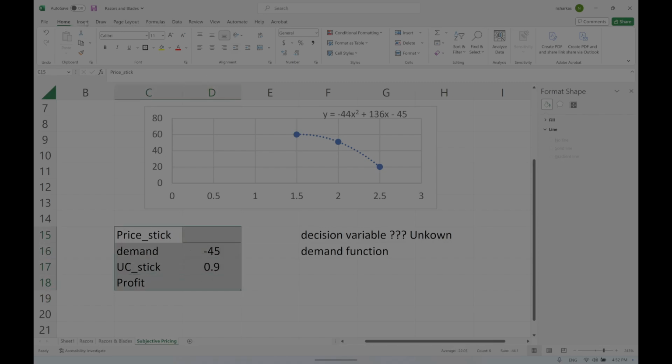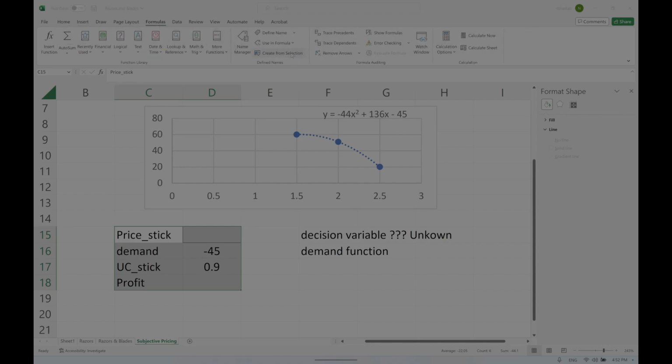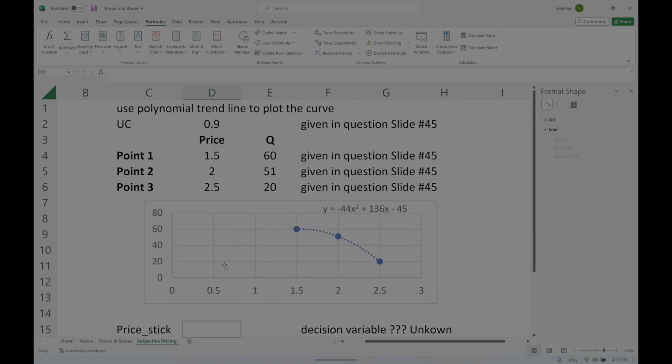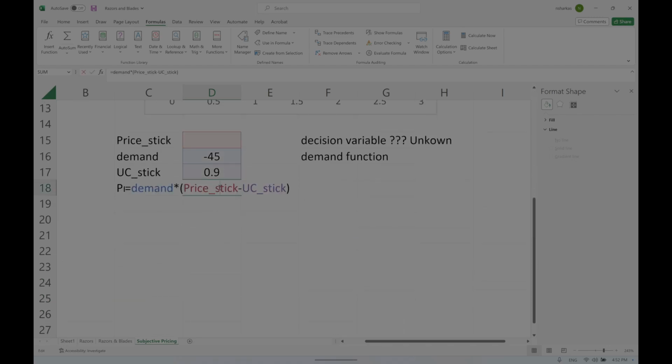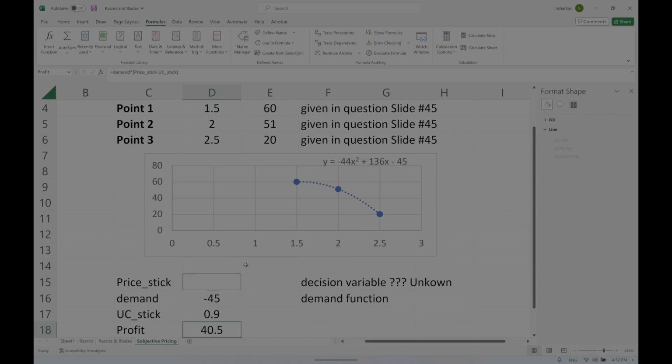So here, Formulas, Create from Selection, Left column, okay. So now this is called the price, stick demand. Maybe I should put demand stick, right? Yeah, okay. So this is equal to, again, the demand of this stick times the price of the stick minus the unit cost of the stick. This is not a must, really. Uh-oh, what did I do? Okay, so now we are ready to rock and roll.